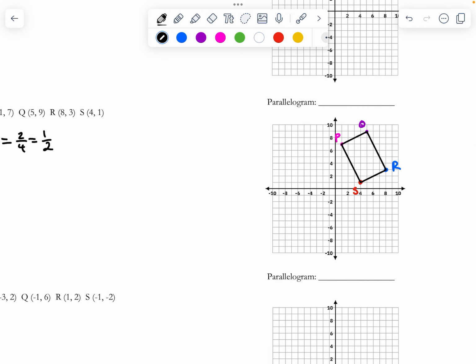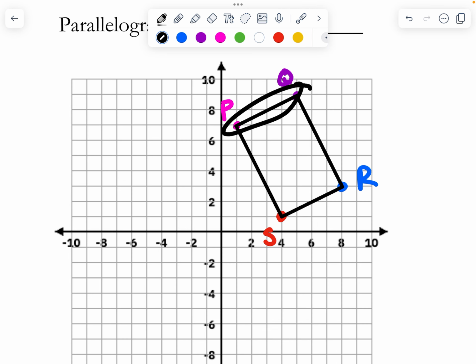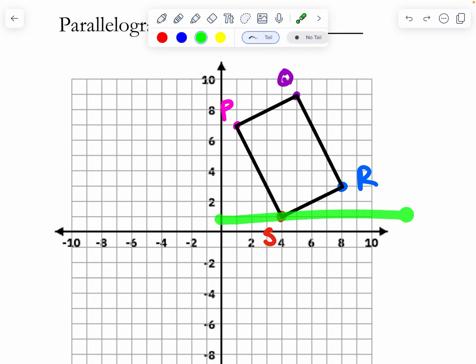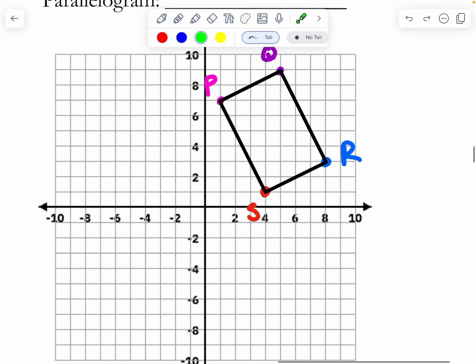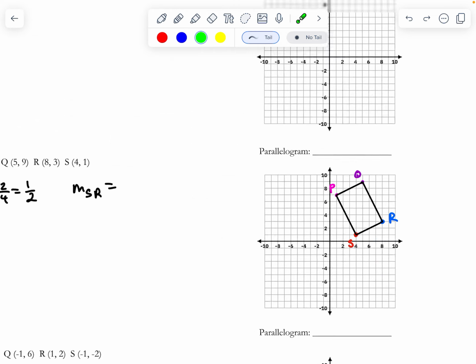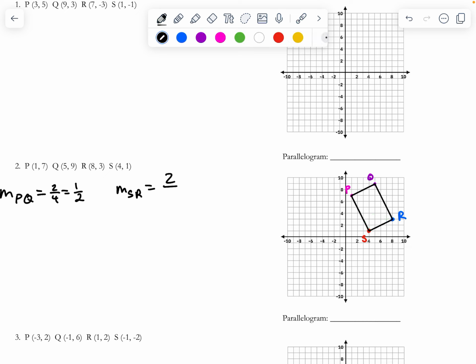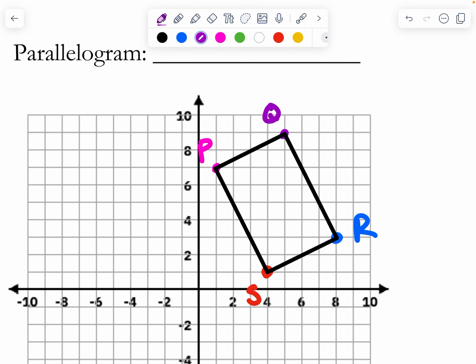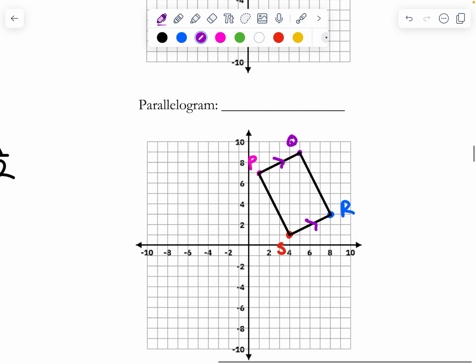Let's now find our slope of SR. PQ is this one, SR is this one. We're always going to read left to right. So S goes first, goes right towards the R. My slope here is going to be up 1, 2, 1, 2, 3, 4. So up 2 over 4, which gives us 1 over 2. All right, so we found that PQ and SR both have a slope of 1 over 2. So these are parallel. Wonderful. Awesome. Okay.